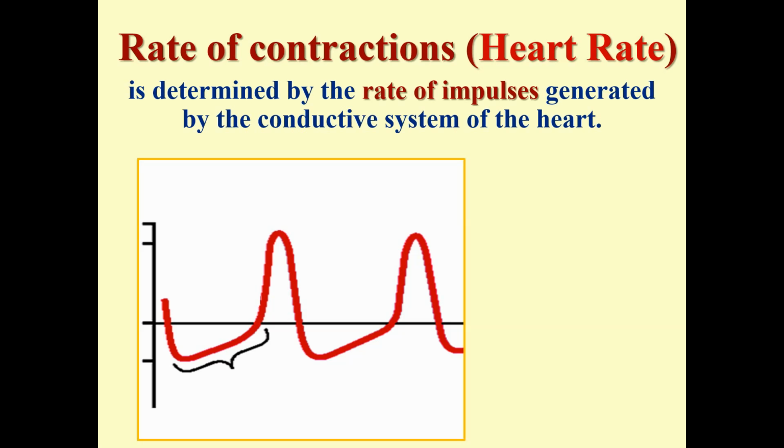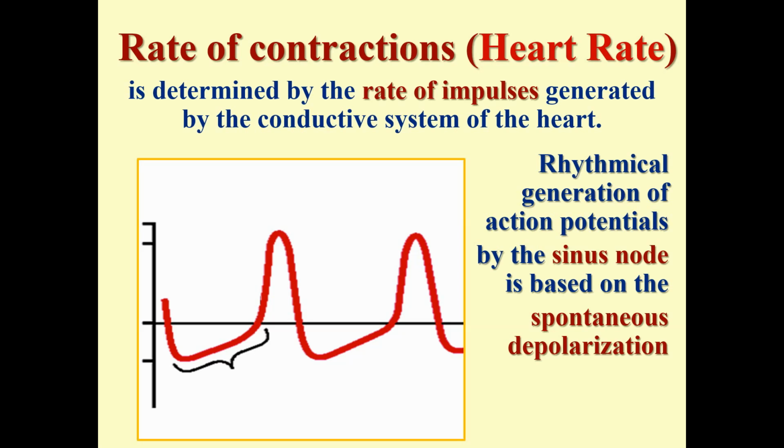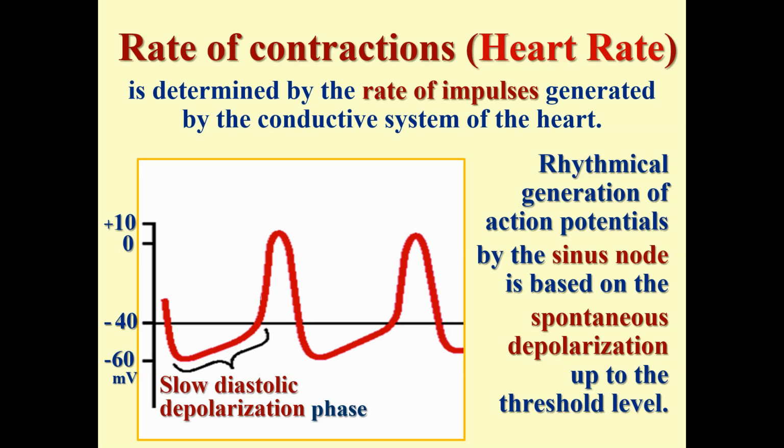Let's recall, these are the cells of the sinus node that regularly generate impulses automatically due to spontaneous depolarization. This is from -60 to -40, the slow diastolic depolarization phase. It occurs slowly, but it regularly brings the potential to the threshold level. And this threshold is reached at -40. When threshold is reached, every excitable cell will produce, in response, an action potential.